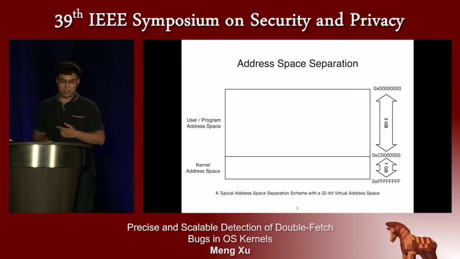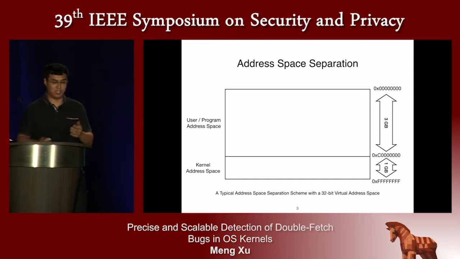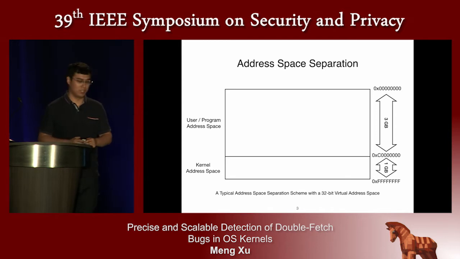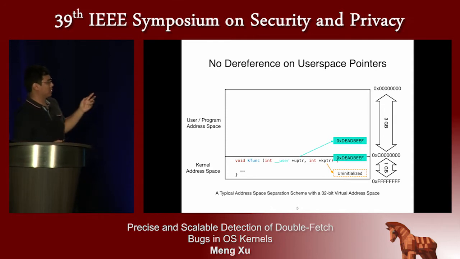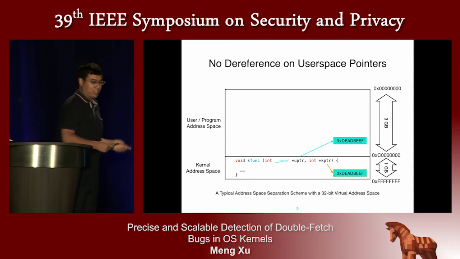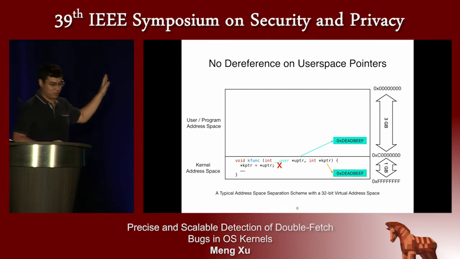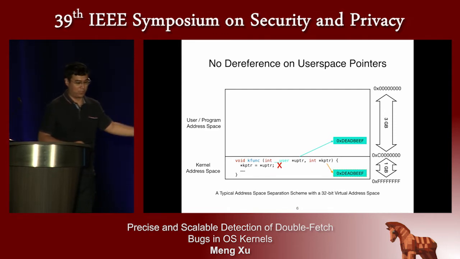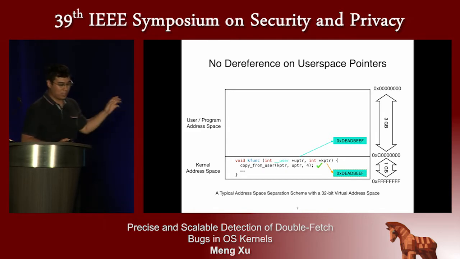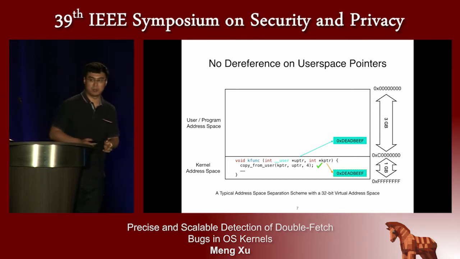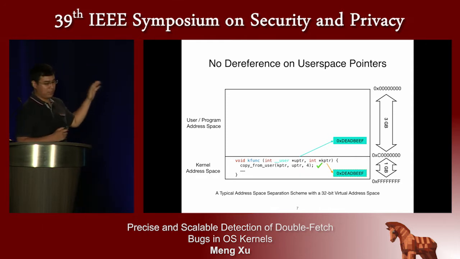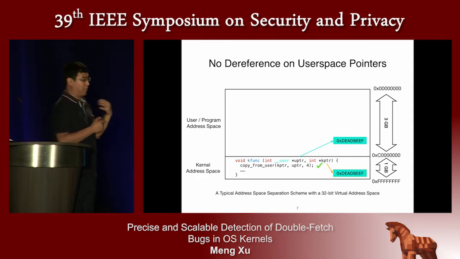The double fetch all originates from address-based separation protection, which completely separates the user space program and the kernel space. This implies two things. If you want to copy something from user space to kernel space, you cannot directly dereference the user space pointer. Just direct dereference is wrong. What you should do is use these copy_from_user functions, which we call transfer functions, that specify where to copy from in user space, where to copy to in kernel space, and how many bytes you want to copy. This gives us a way to identify the fetches.